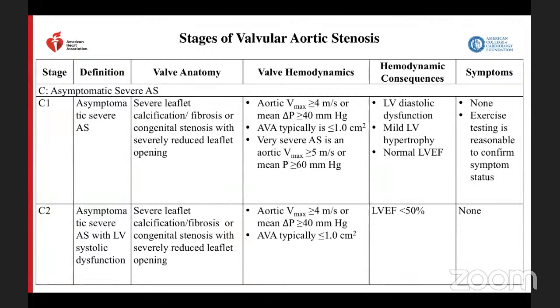C2, which is asymptomatic severe AS with LV systolic dysfunction. The patient's valve will have severe leaflet calcification or fibrosis or congenital stenosis with severely reduced leaflet opening. The aortic velocity will be more than 4 meters per second or mean gradient pressure of more than 40. Aortic valve area typically less than 1. Left ventricle ejection fraction is less than 50% and still the patient is asymptomatic.